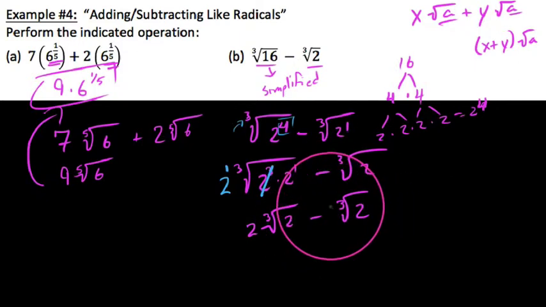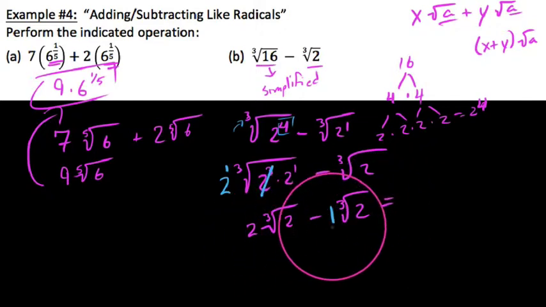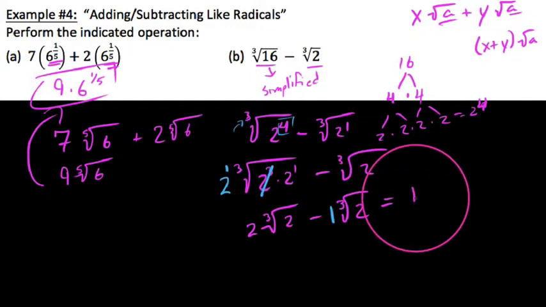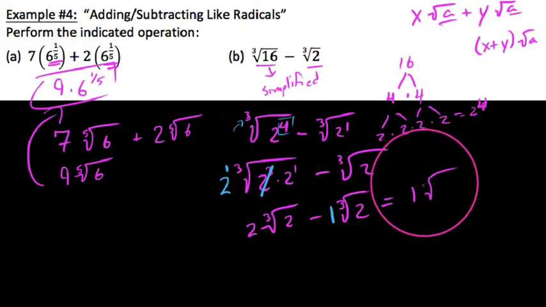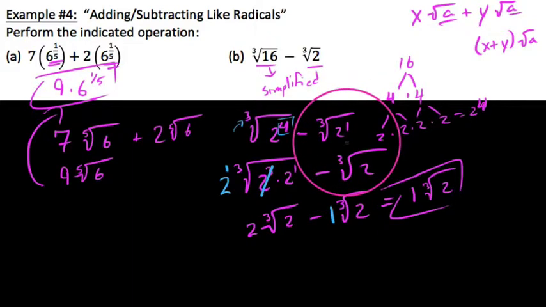This tends to throw people, but this has a coefficient of 1. So if I have 2 of these cube roots of 2 and take away 1 of these cube roots of 2, it's 2 minus 1, which is 1 of these cube roots of 2 left over. So sometimes you're going to need to simplify first, but that is the basic premise behind like radicals.